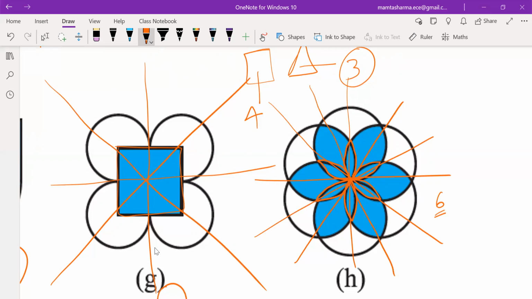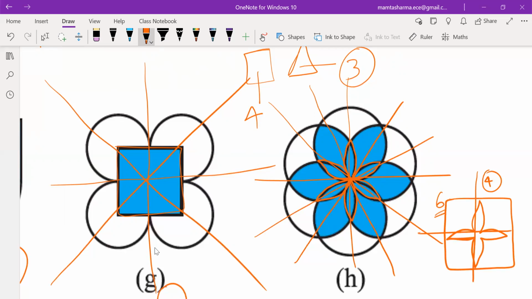Yes, ma'am, it's clear. Wherever you see this petal design, if I say how many lines of symmetry would exist? Ma'am, 4. Okay, so the lines of symmetry would be equal to the number of petals.